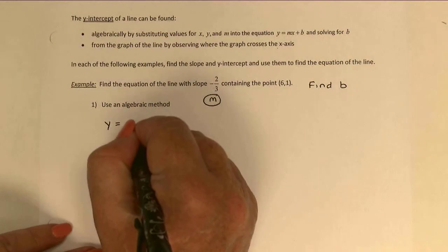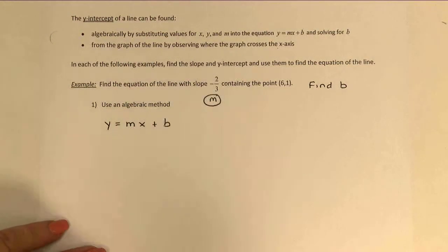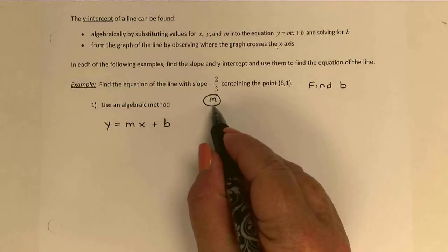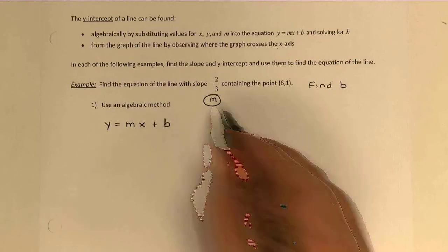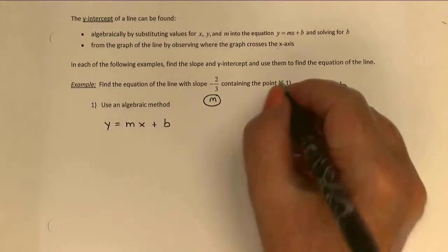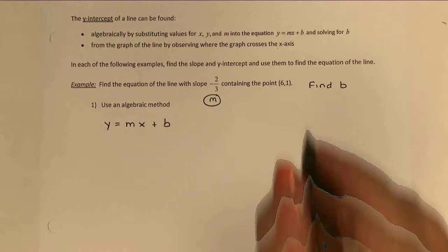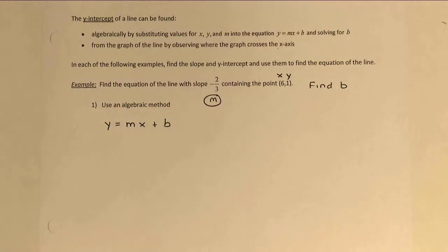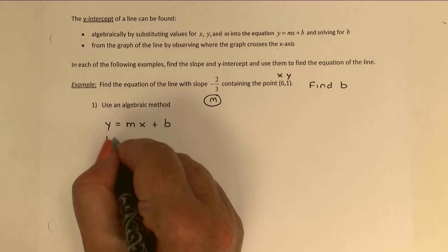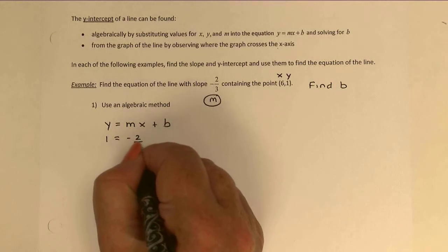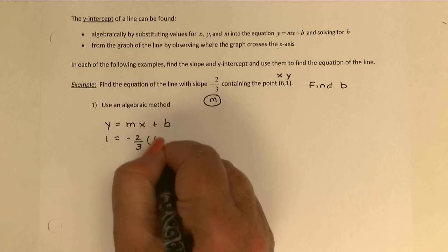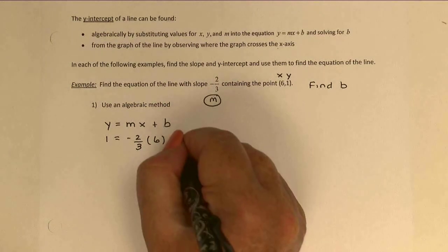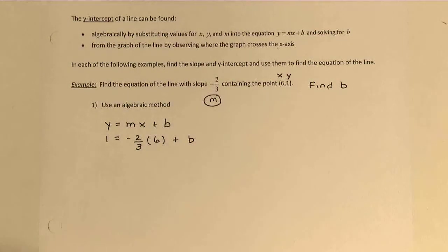Algebraically, I'm going to start out with that equation, y equals mx plus b, and I'm going to substitute all the values that I know. I definitely know m always, negative 2/3 for this problem. And I also know a particular point on the line, which gives me numbers that I can substitute in for x and y. So let's put those in. Y is 1, m is negative 2/3, multiplied by x, which is 6. And that only leaves one unknown, b, in my equation, which I should be able to solve for.